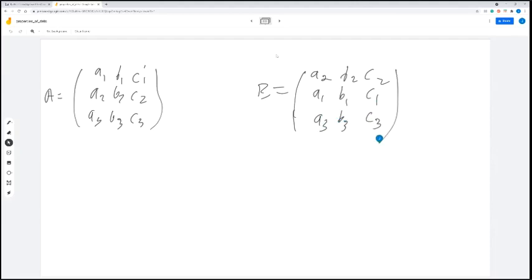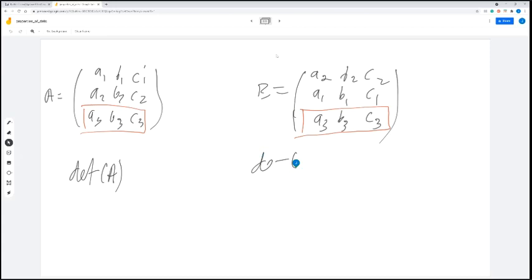Now, how do we calculate the determinant of A? We can pick any row and expand with respect to that row. So I suggest we do it with respect to row 3. And similarly, when we want to calculate the determinant of B, we also expand it with respect to row 3. And now, do you see the difference between the two?